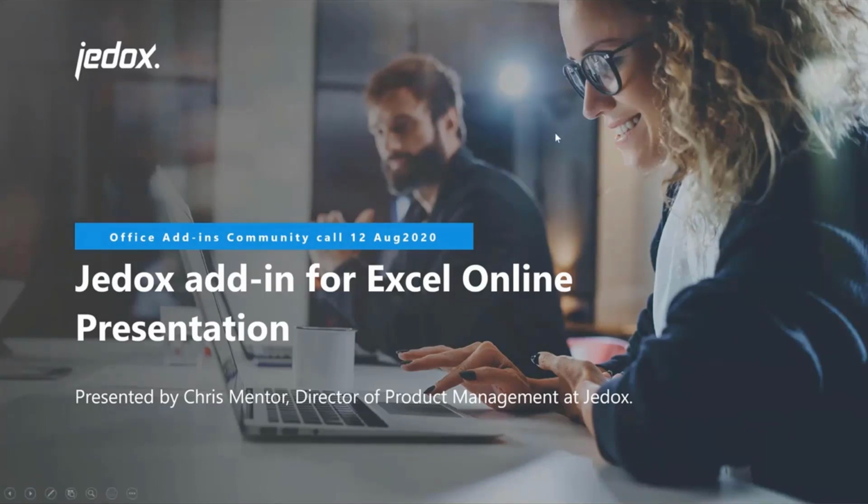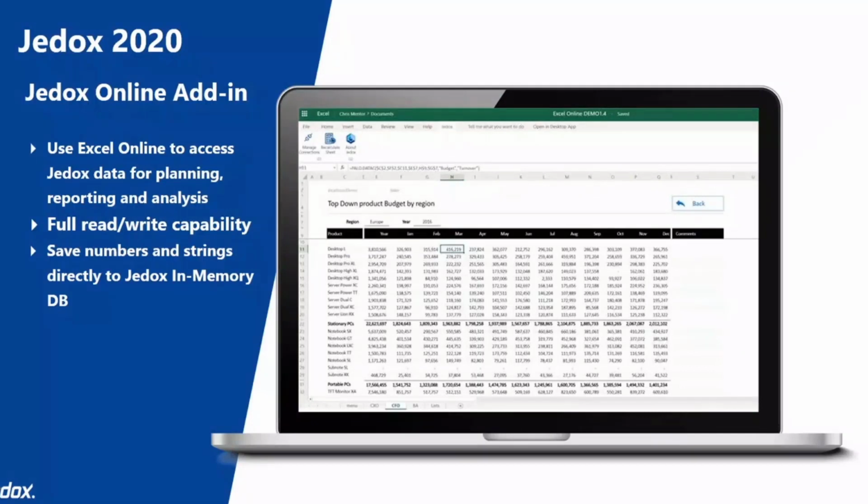For a long time, since 2002, we've had an Excel add-in for our product. And we've recently developed a Jedox Online add-in. This essentially allows our customers to use it for planning, reporting, and analysis. It's a full read-write capability, and they can save numbers and strings directly into Excel Online, which writes the data back directly to our in-memory database, which sits behind it.